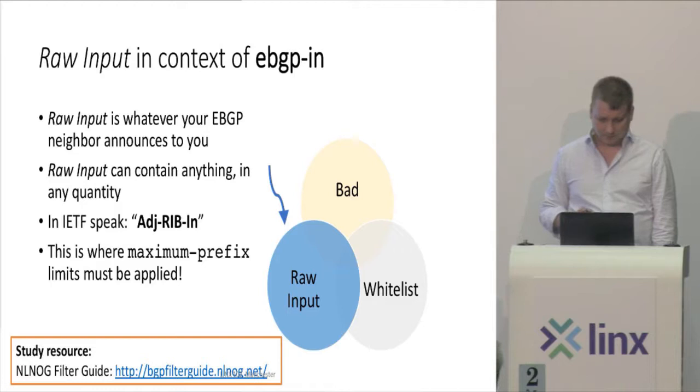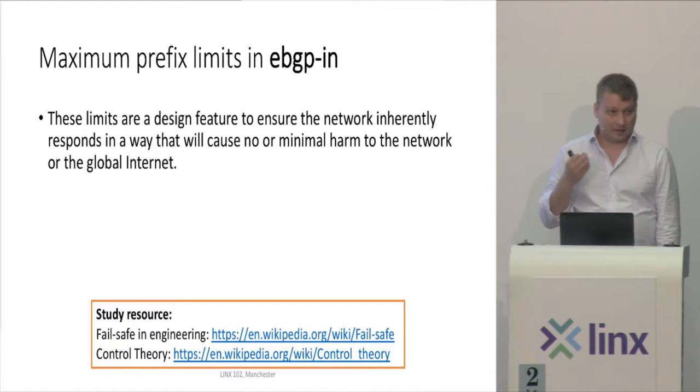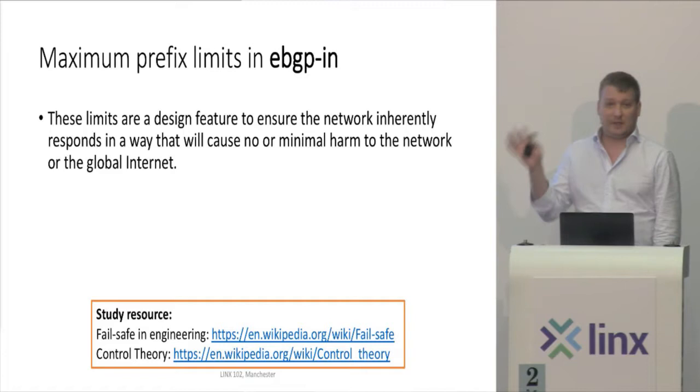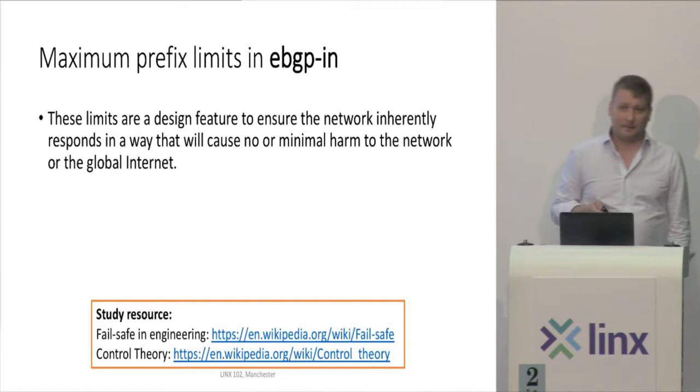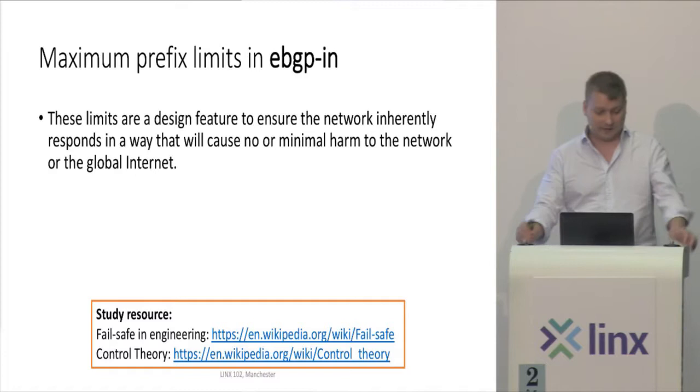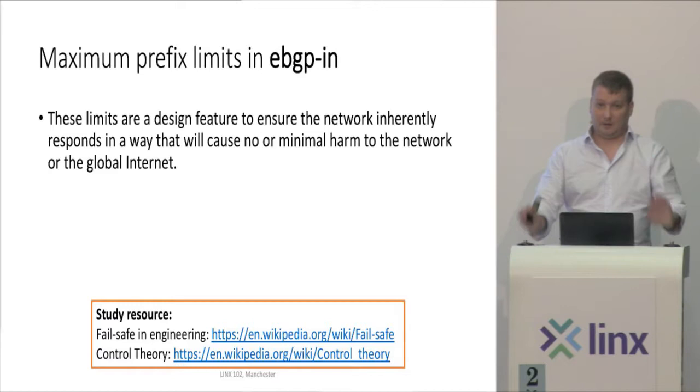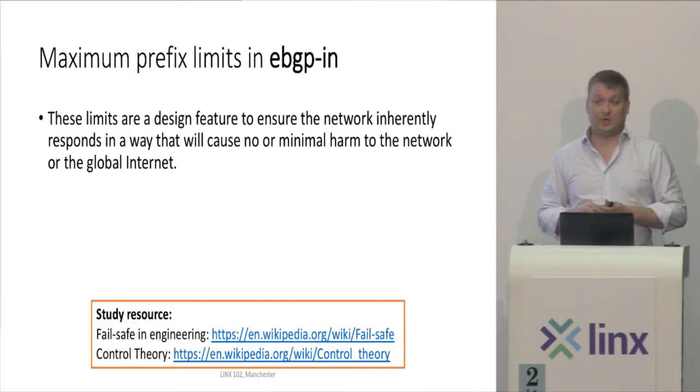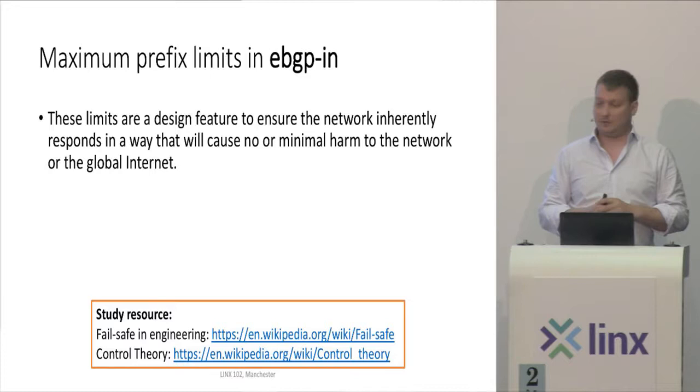Maximum prefix limits are a very cheap and cost-effective mechanism to mitigate negative effects should something in the network go wrong. Maximum prefix limits are an interesting part of, if you go to these two links, you'll find all kinds of technical terms about how control theory works. But maximum prefix limits are fascinating in how they work and protect our networks, because essentially it's a trick to say, we don't know what's going wrong, but if this threshold is met, we blindly execute some action, for instance, tear down the BGP session.